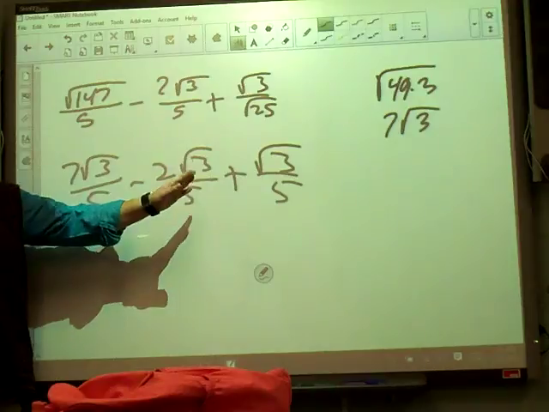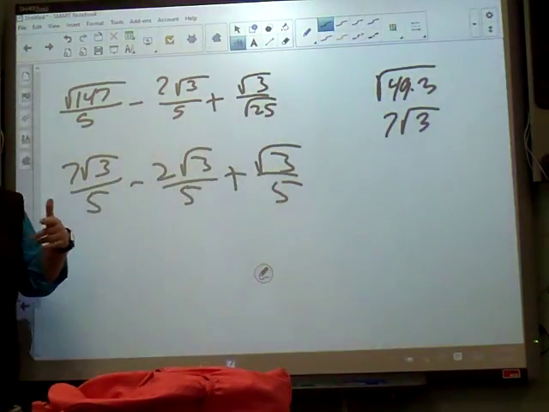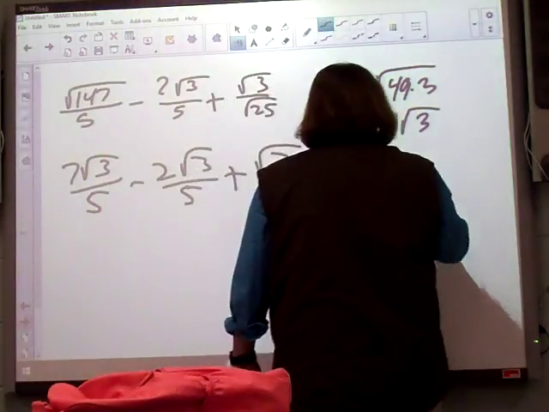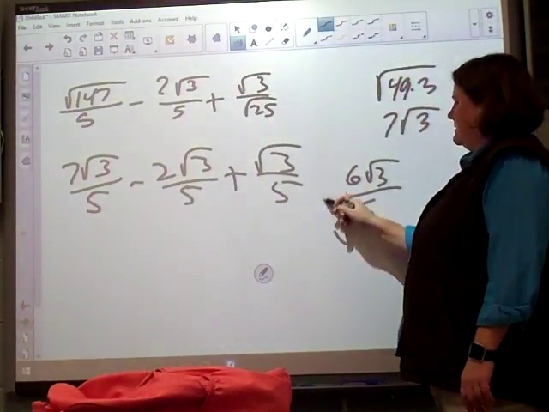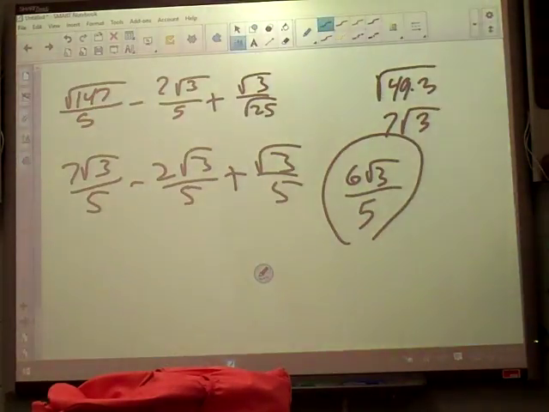7 of them minus 2 of them is 5 of them. 5 of them plus 1 of them is 6 of them. So we have 6 square roots of 3 over 5, which is D, as in dandelion.